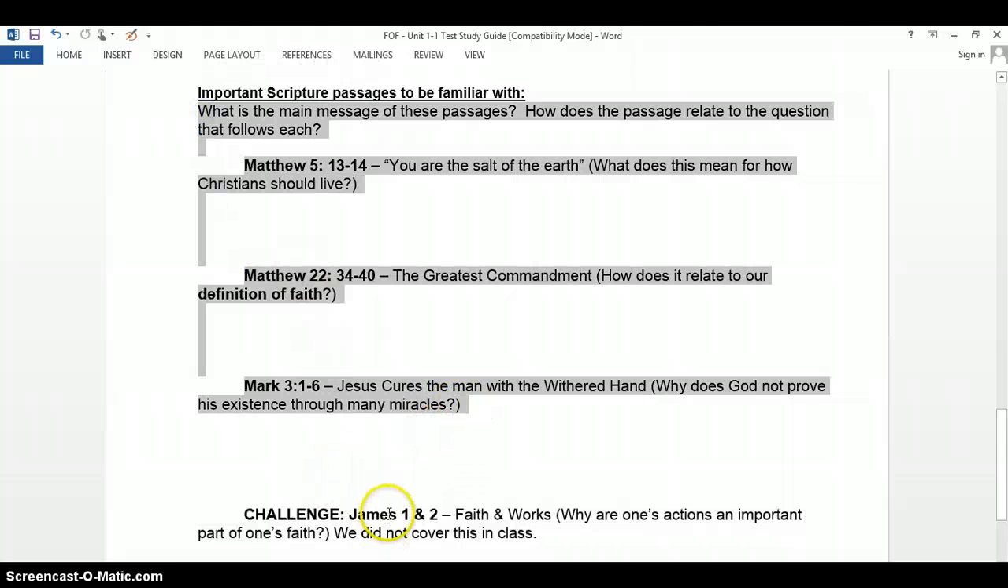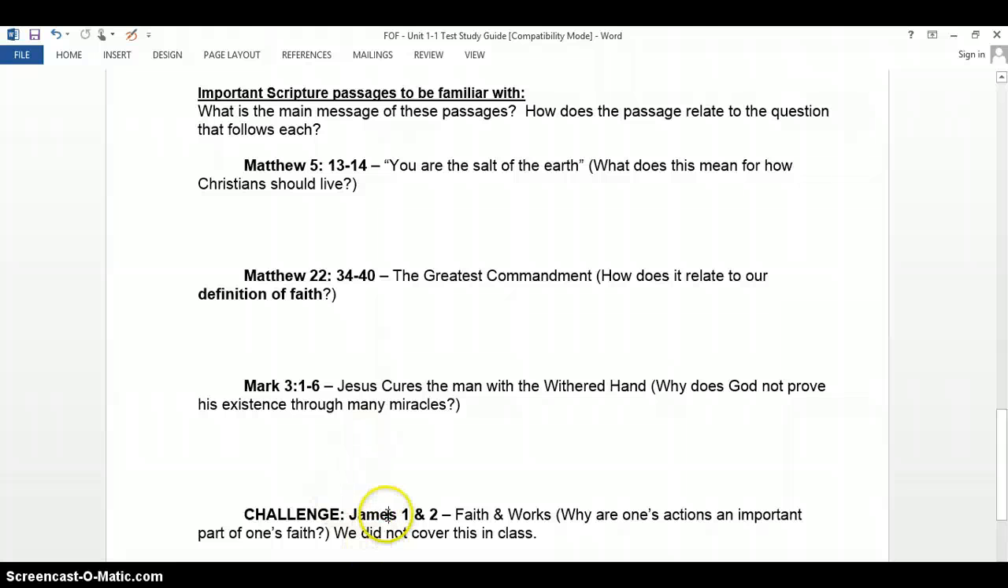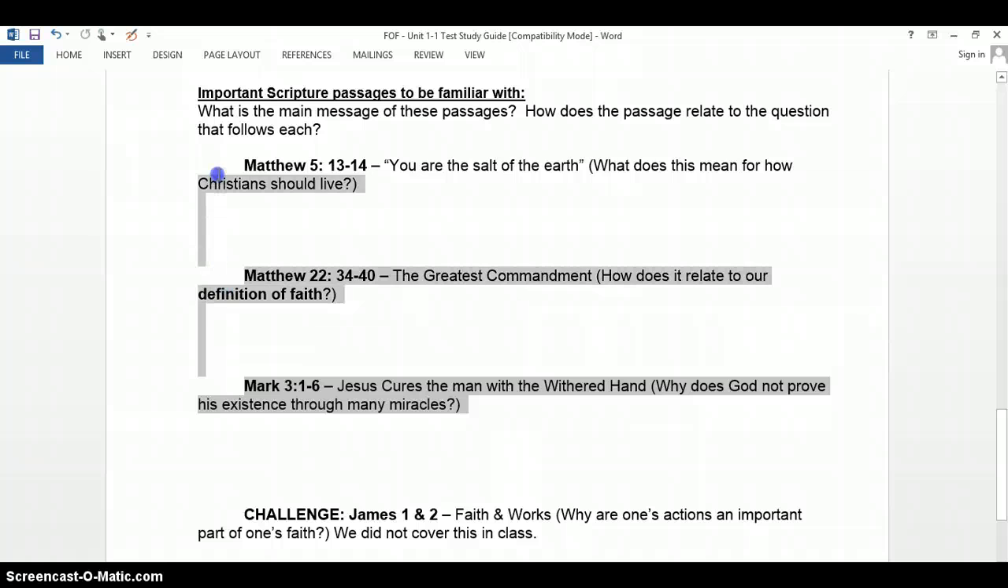I want you to read the letter of James in the Bible, chapters 1 and 2. It's about our faith and our works, meaning the actions that we do to express our faith. And I want you to think about this question: why are one's actions an important part of one's faith, and how does this passage tell us that? So I want you to prepare that if you're up for this challenge. Again, I would recommend this only for people who are confident in their writing ability and really want to impress me. But for most people, I would prepare for these three.